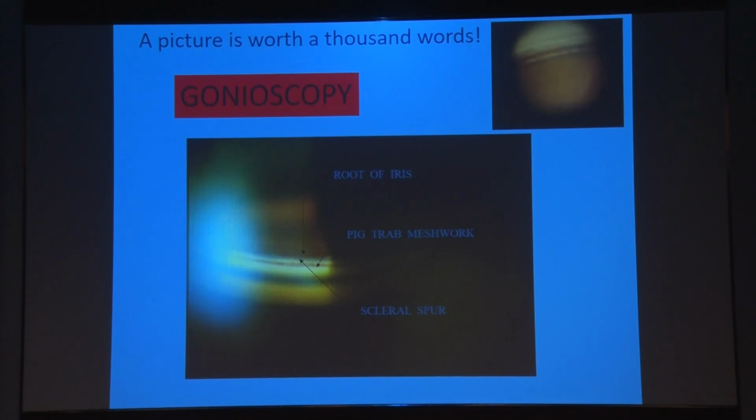A picture is worth a thousand words, and it is never as true anywhere else except in gonioscopy. So you actually see a lot of things there. And this is a very prime picture, because if you just have this picture in front of you in the slit lamp, you have actually seen the angle. What you need to see is actually the trabecular meshwork to call an angle open.